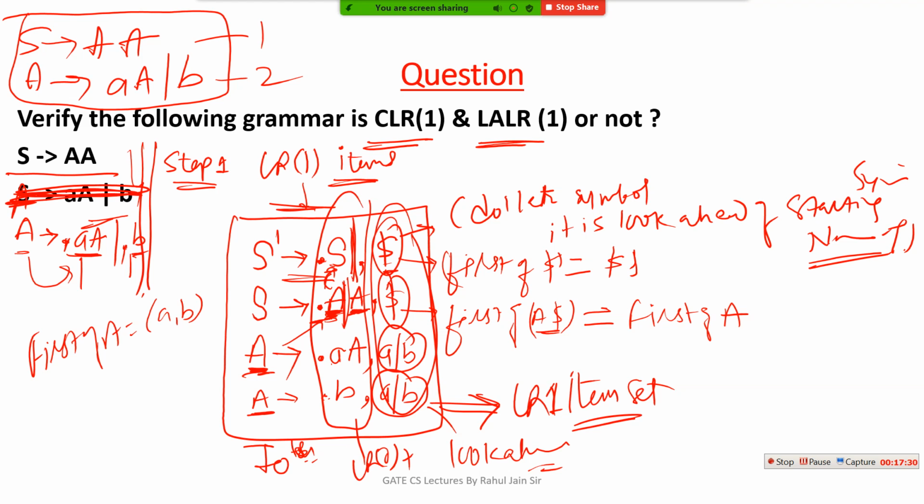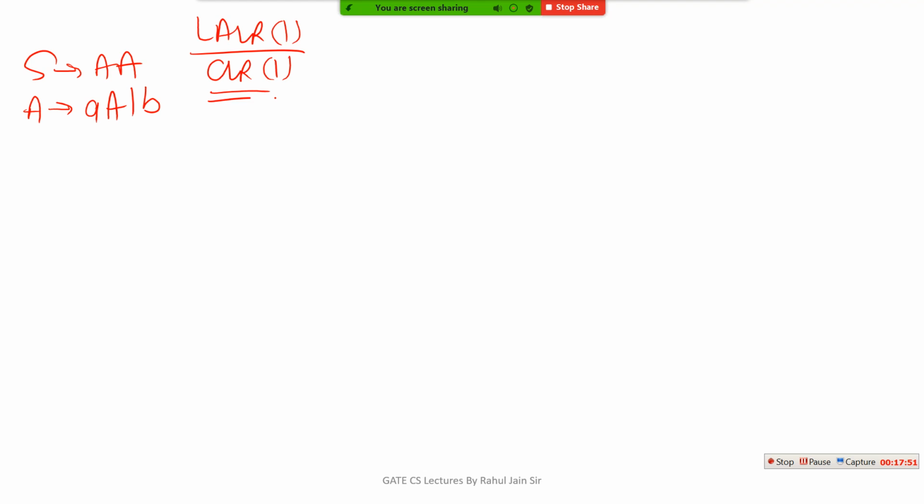My question is: verify whether the following grammar is CLR1 and LALR1 or not. So I am solving it now. The grammar is S derives AA, and A derives aA and b. I need to verify whether it is LALR1 or not and whether it is CLR1 or not. So we are drawing the DFA of CLR1 first. On the basis of the DFA of CLR1, we will deduce LALR1. So for finding the CLR1 parsing table, we need to create the DFA of that.